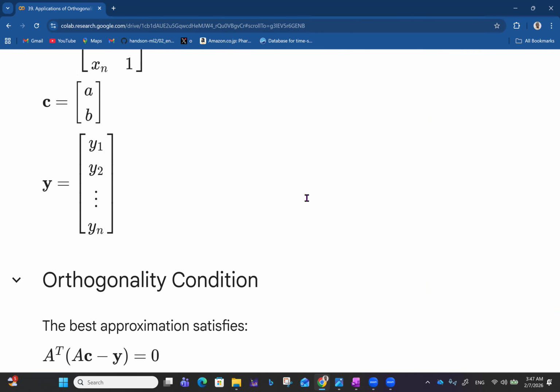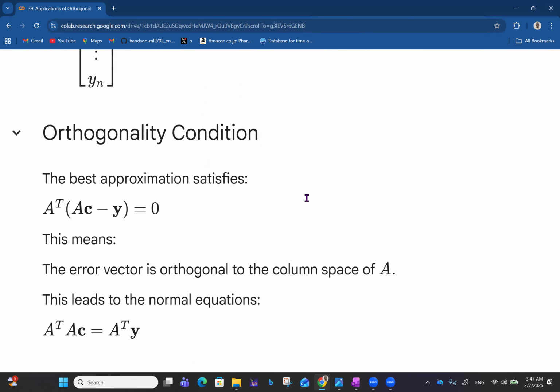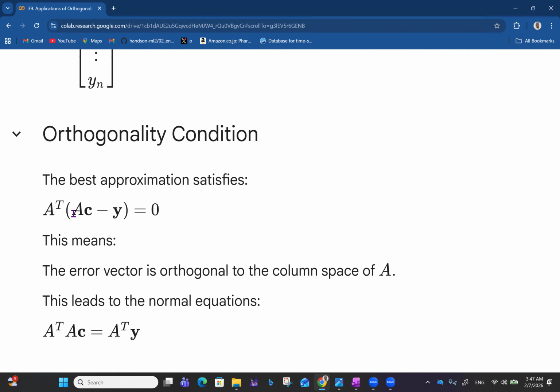And then we have the orthogonality condition. So the best approximation satisfies A transpose times (AC − Y) equals 0.